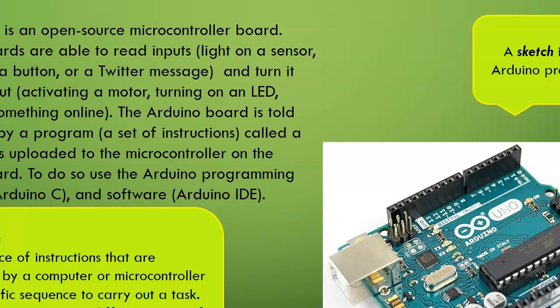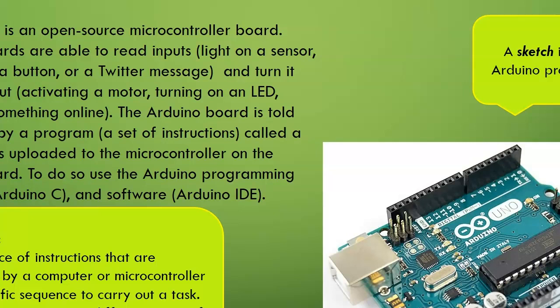All right, so we're going to talk a little bit more about the Arduino. I already told you that it was open source, and basically what it's able to do is read inputs. That input could be a light on a sensor, it could be a finger touching a button that sends an electric signal, it could be a Twitter message. And what it does is take that input and turn it into an output that will control something. So maybe it's going to activate a motor, or turn on an LED, or publish something online. Okay, that's what it's going to do.